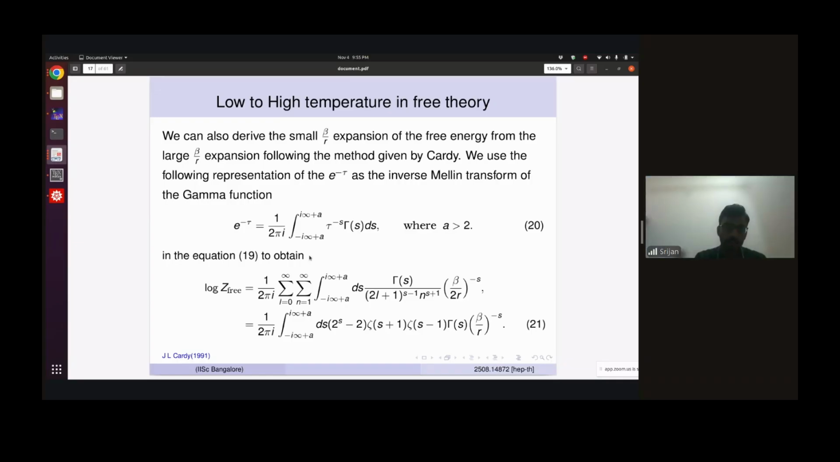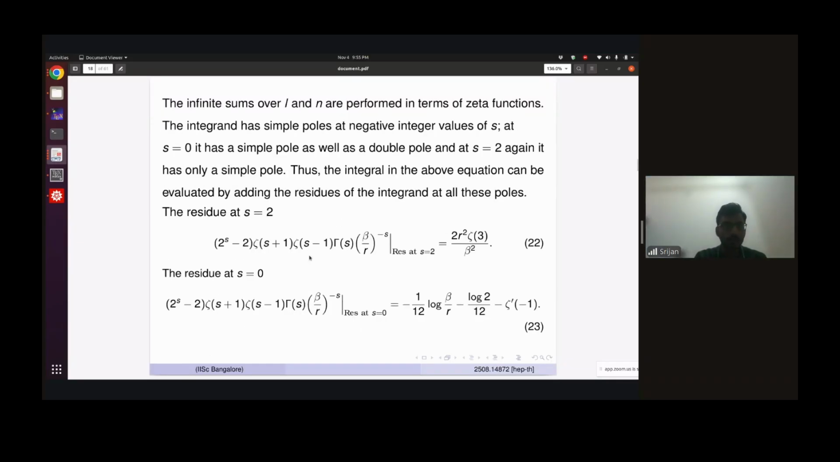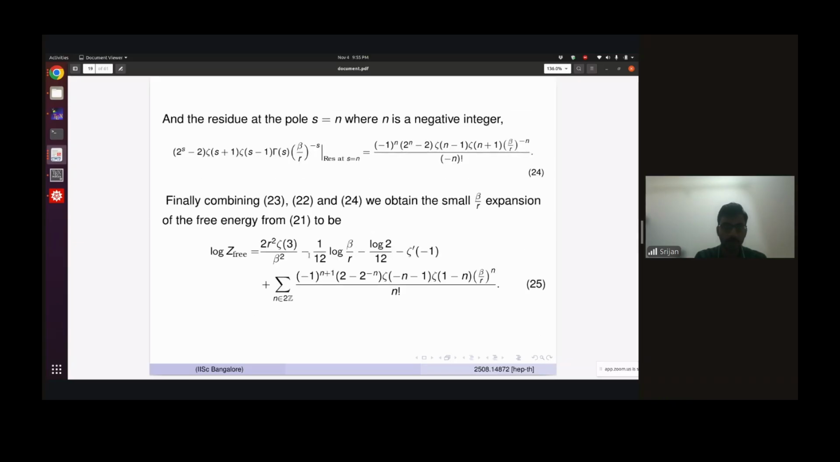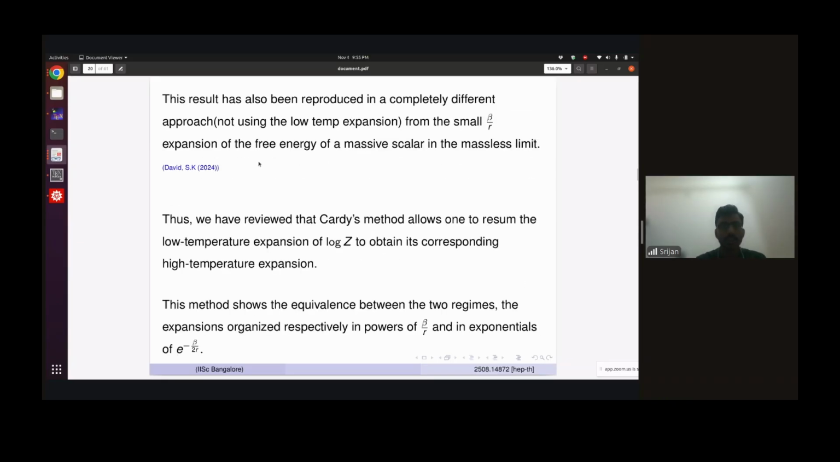There are conditions involved, but this is another way of obtaining the high temperature expansion, not using the low temperature expansion. You just use a massive scalar. I understand. There is a correct result.